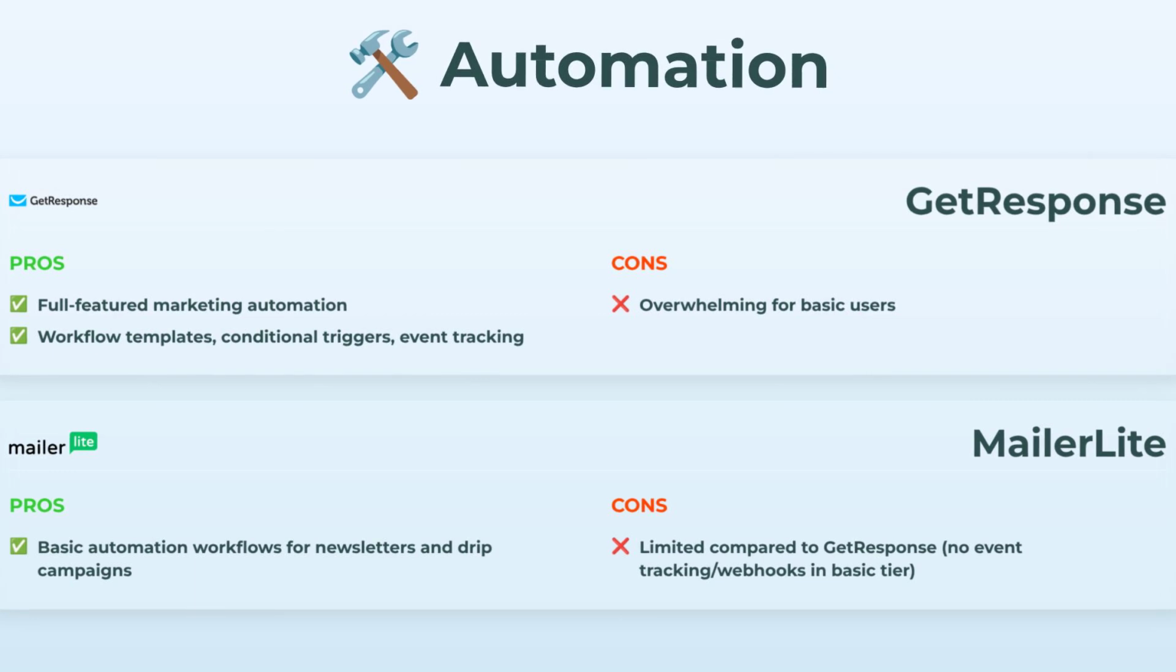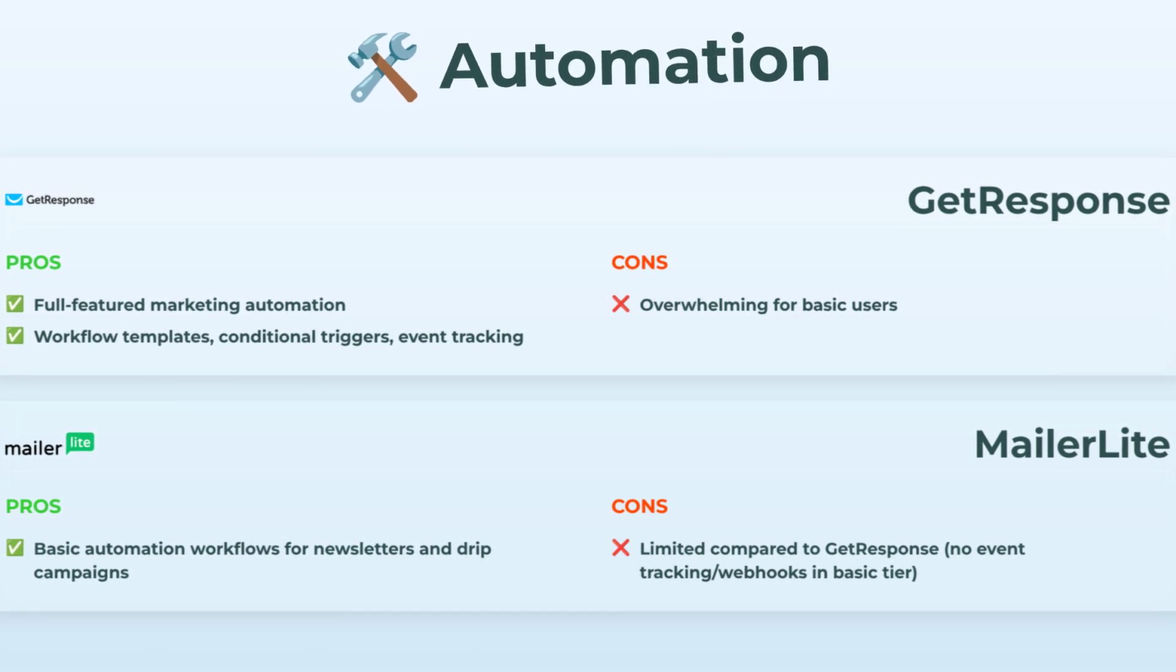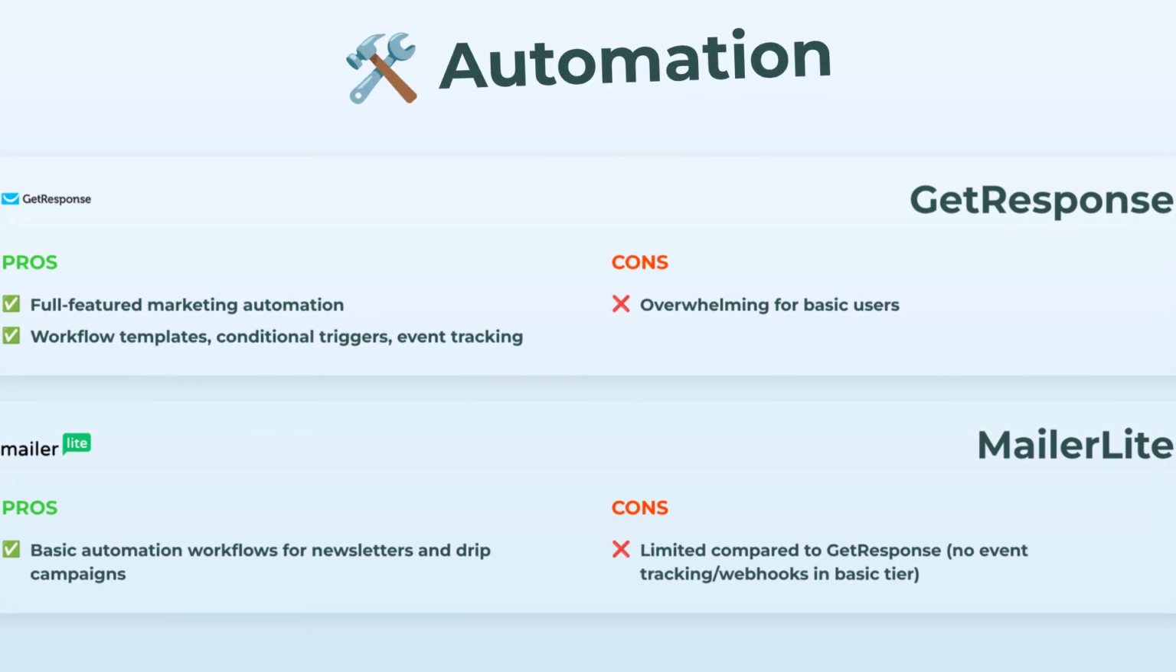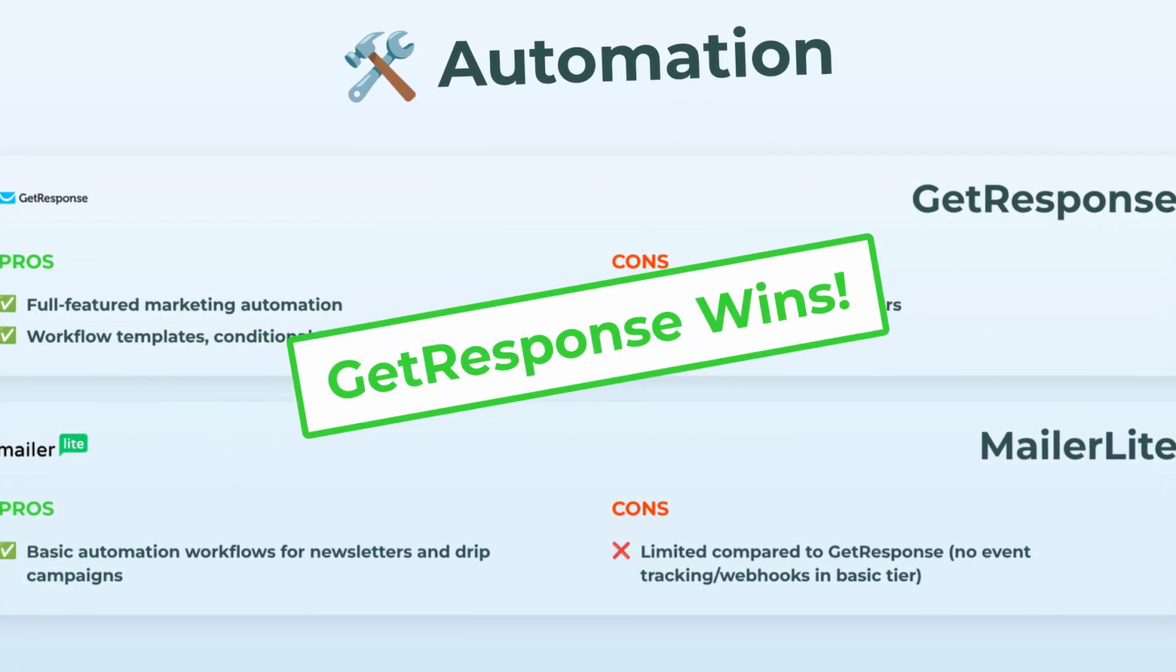MailerLite has basic workflows, great for newsletters and decent drip campaigns. So for simple stuff, it's super easy. But advanced triggers, event tracking, webhooks in the basic tier? Yeah, nope. This one's a clear win for GetResponse if marketing automation is your thing.